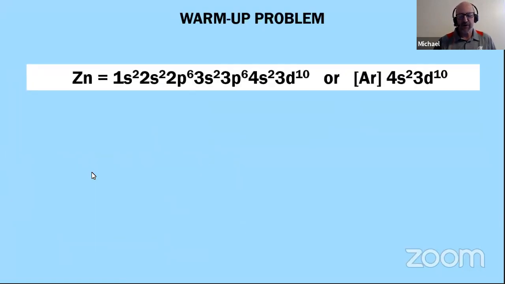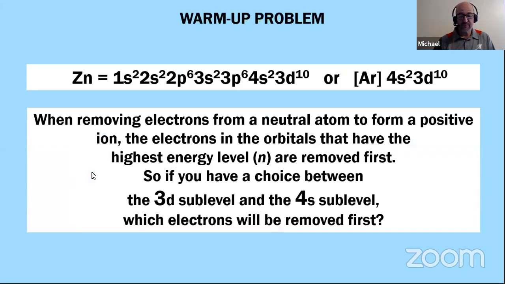All right, well, then the next part of the question had to do with which sublevel you are going to remove electrons from when zinc becomes oxidized. So zinc normally loses 2 electrons. So here is the rule. When removing electrons from a neutral atom to form a positive ion, the electrons in the orbitals that have the highest energy level are removed first.